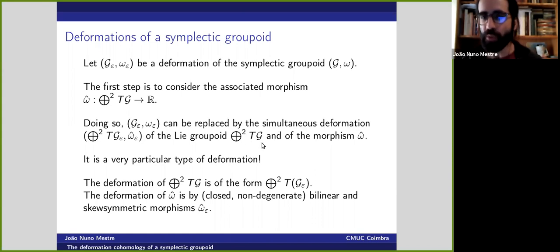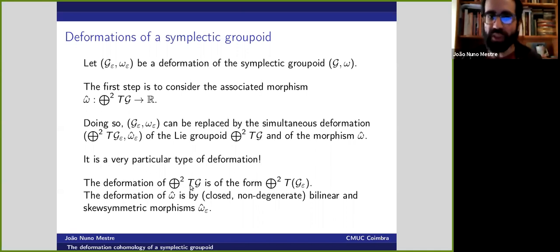Recall that TG was a groupoid, just with the tangent structure maps to the maps of G. So we can take its sum with TG again and get another groupoid. And we have a map that goes from that groupoid into the groupoid R. So we are simultaneously deforming this groupoid and this groupoid morphism, but not in any arbitrary way. It's a very particular type of deformation.